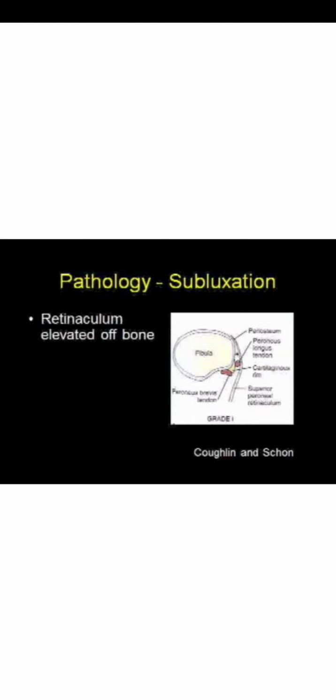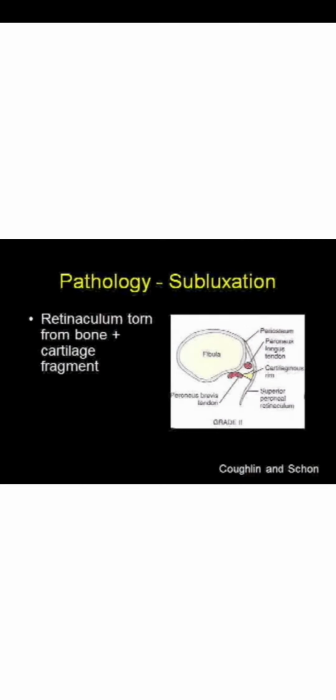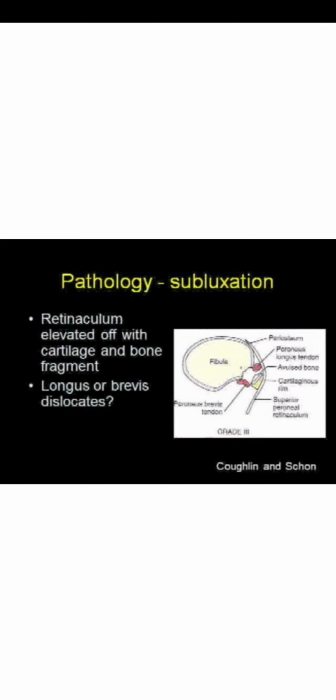In some cases, the peroneal retinaculum is elevated off the bone, as a grade 1, as illustrated here from Coughlin. Or it can be torn off bone with a cartilage fragment. Or it can be elevated off bone with a bone fragment being present that can be visible on X-rays performed preoperatively.